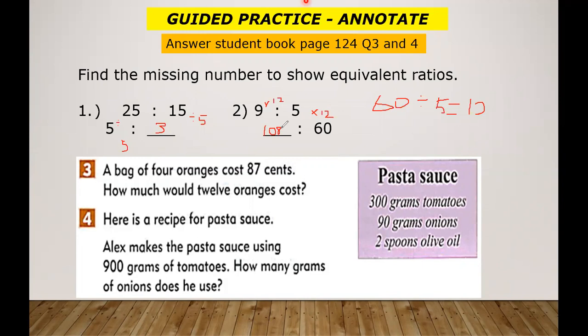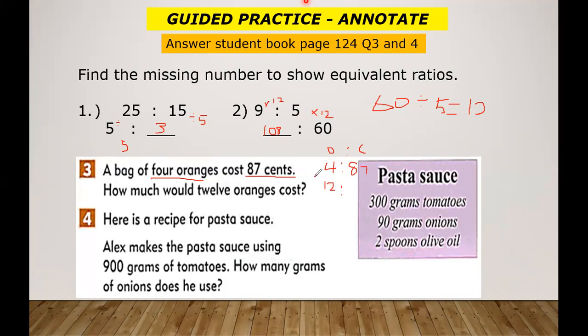Okay, now let's answer question 3 in your student book, page 124. Let's underline: a bag of 4 oranges costs 87 cents. Therefore, how much would 12 oranges cost? So 4 is to 87, and 12 oranges is the cost we want. Okay, 4 is to 87.